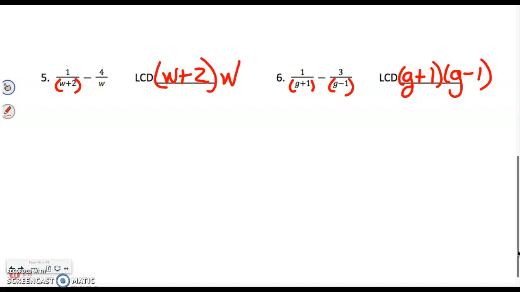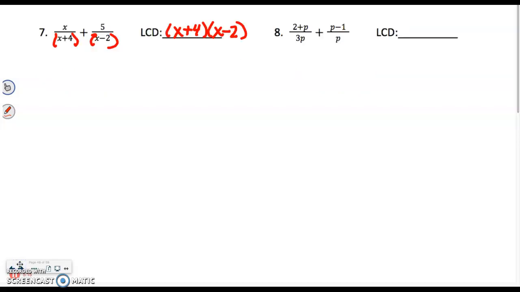Another W. Perfect. And on the back, number 8, there are no pluses and minuses. So that is a 3 and a P, and it already has the other P. All right, so that's the first thing, is getting that LCD down. Now we're going to go do 2.